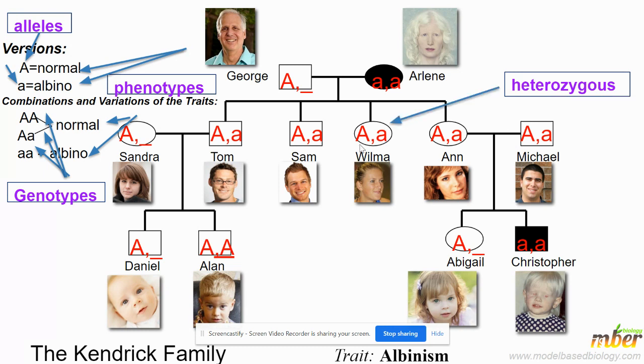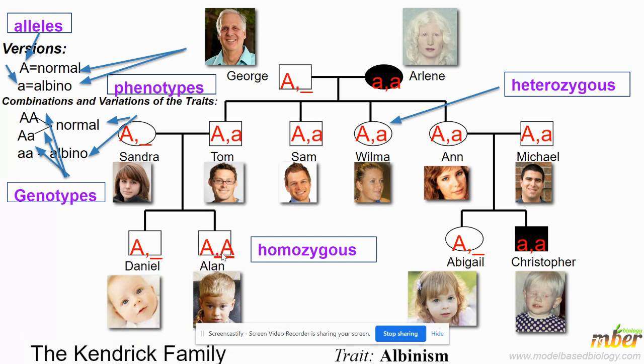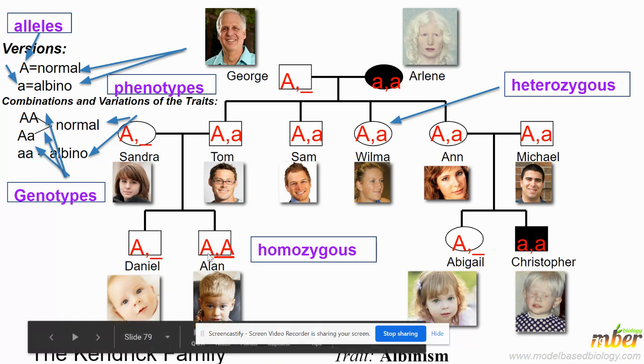Heterozygous means that there is a big A and a little a, while homozygous, and this is just an example, we don't know if Alan has this genotype, would be 2 of the same, so big A, big A. So Arlene is definitely homozygous for little a, and so is Christopher.